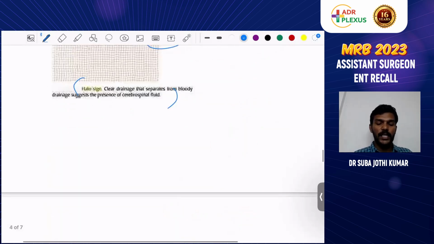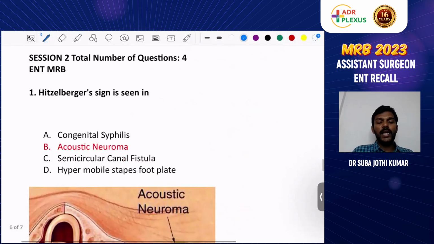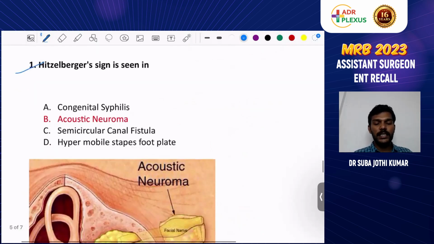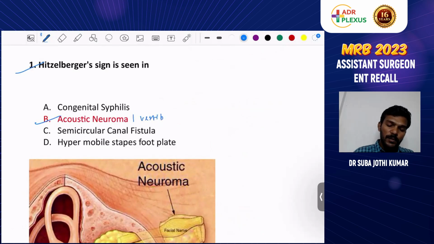Yeah. So totally 4 questions were asked at the afternoon session. So what are those 4 questions? The first question is from here. Hitselberger sign is seen in. So Hitselberger sign is a typical pathognomonic sign for acoustic neuroma or vestibular schwannoma. Okay.